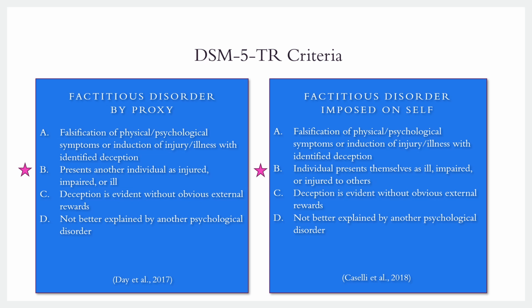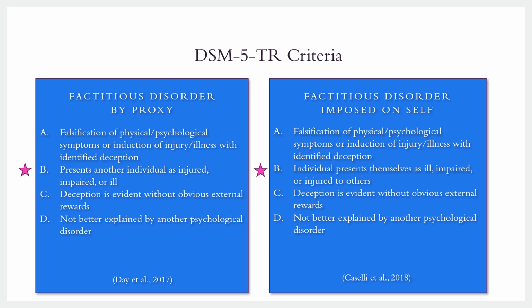DSM criteria. The DSM-5-TR criteria for factitious disorder by proxy and factitious disorder imposed by self are as follows. 1. There is falsification of physical and psychological symptoms or induction of injury and illness with a known deceptive nature of their creation. The deception and manufactured symptoms are not attributable to the potential of an external reward like money, or this condition cannot be better explained by another disorder.